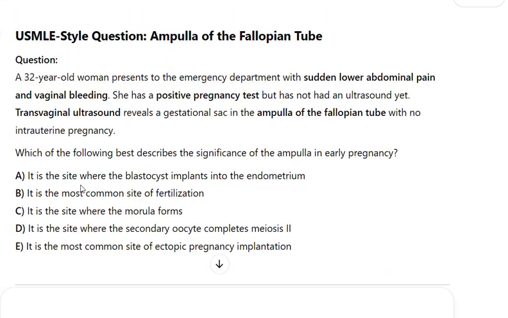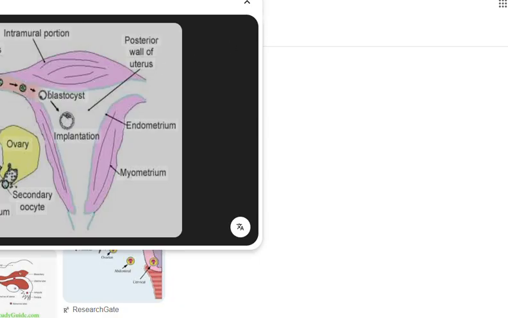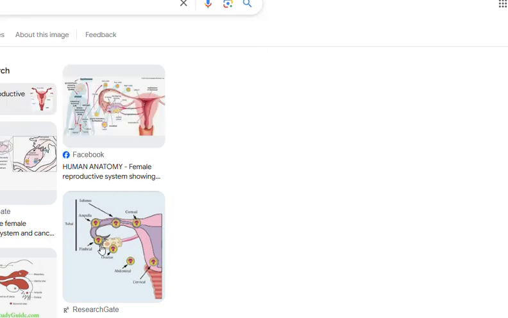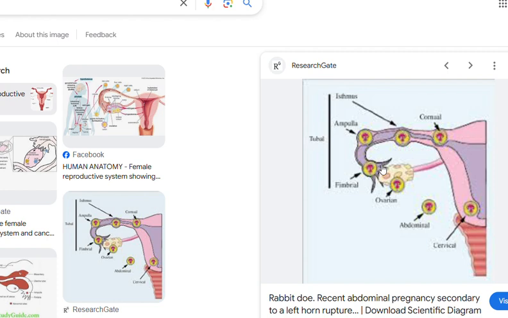USMLE style question: Ampulla of the fallopian tube. Question: a 32-year-old woman presents to the emergency department with sudden lower abdominal pain and vaginal bleeding. She has a positive pregnancy test, but has not had an ultrasound yet. Transvaginal ultrasound reveals a gestational sac in the ampulla of the fallopian tube with no intrauterine pregnancy.